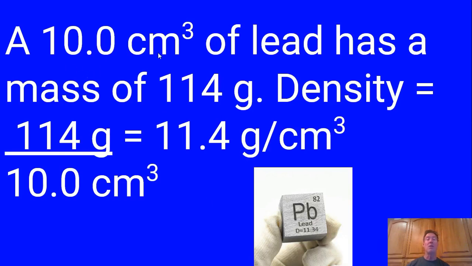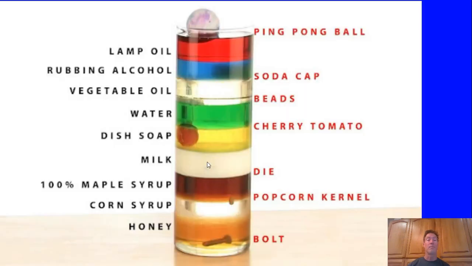A cubic centimeter of lead has a mass of 114 grams. So its density would be mass, 114 grams, divided by volume, 10 cubic centimeters, or 11.4 grams per cubic centimeter. That's 11 times more dense than water. And so it's going to sink. It's going to sink like a stone in water because it's 11 times as dense.